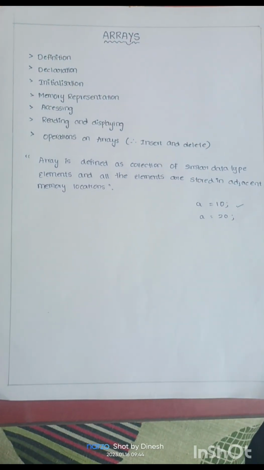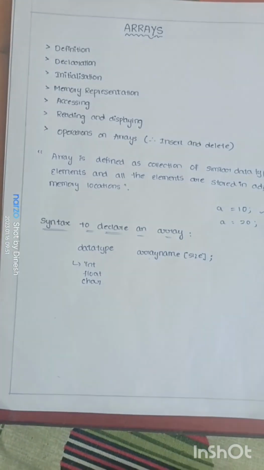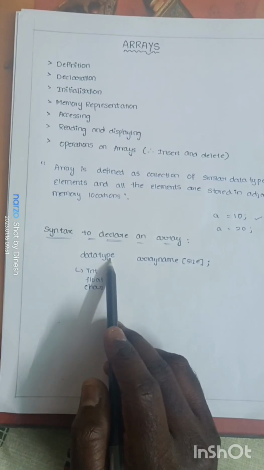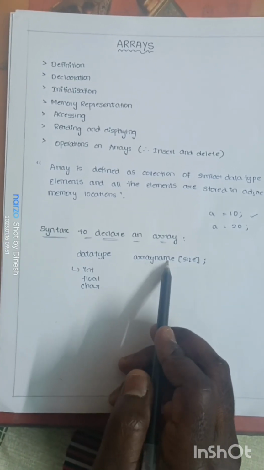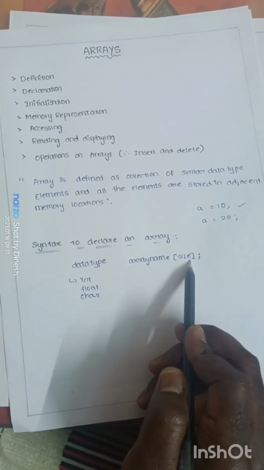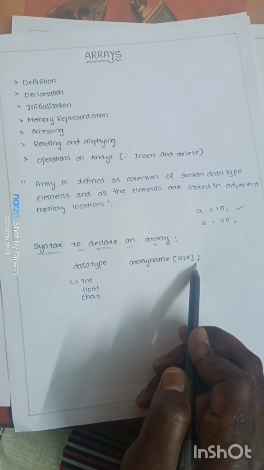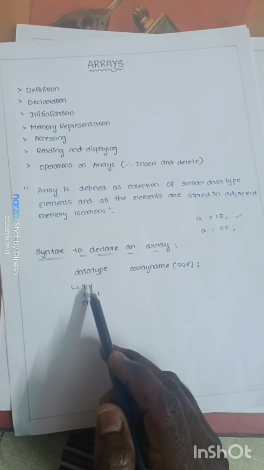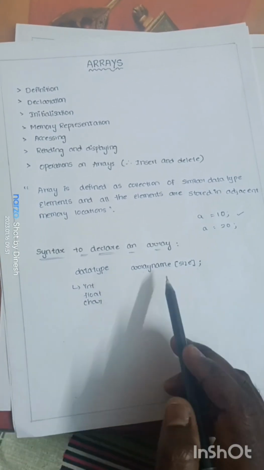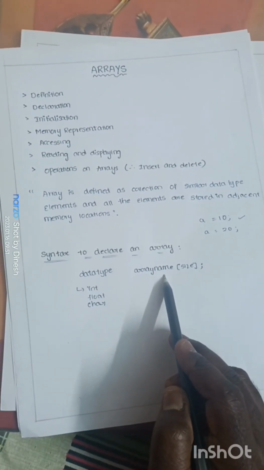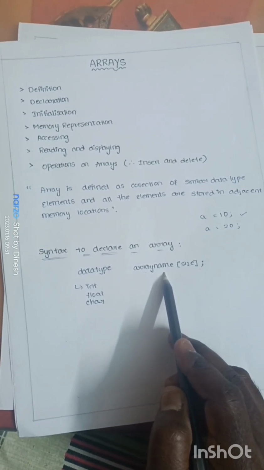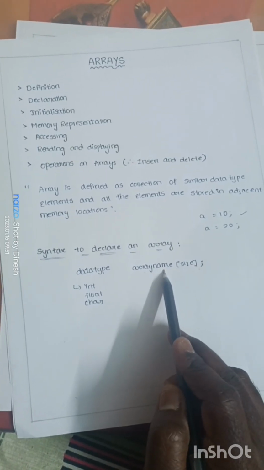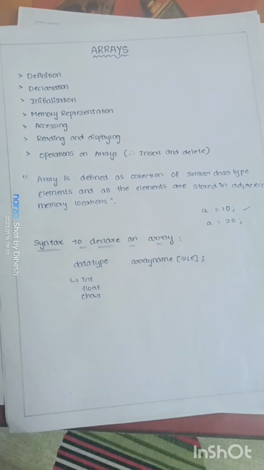Now let us see the syntax for declaring an array. Data type, a space, followed by the array name, then within square brackets the size, and it ends with a semicolon. Here the possible data types are int, float, char, and for the array name we have to follow the rules of identifiers.